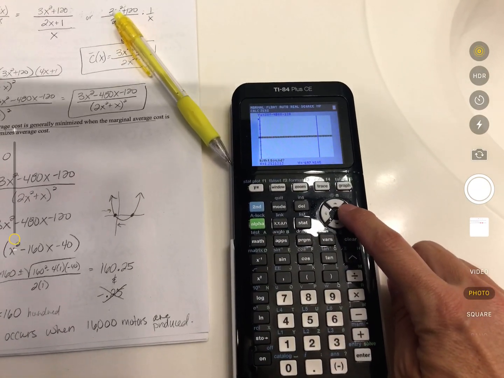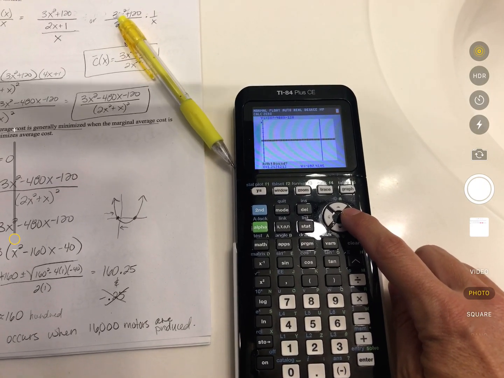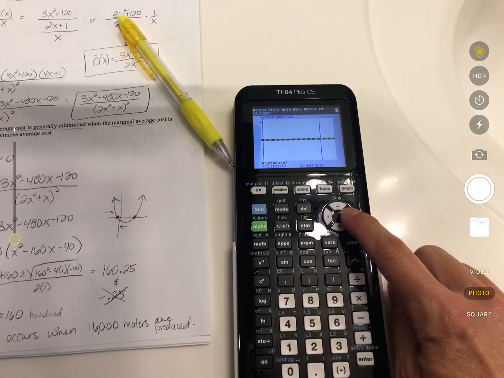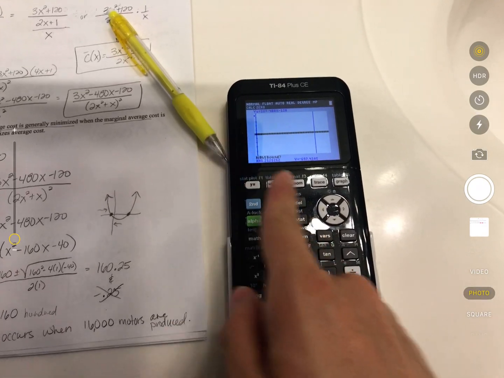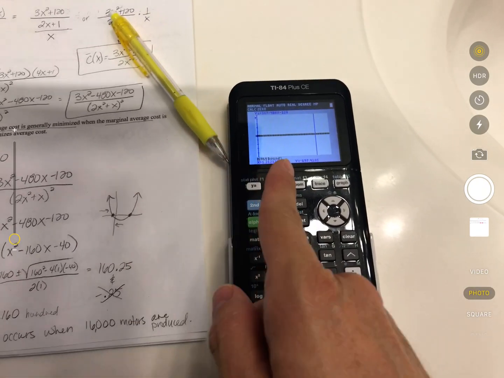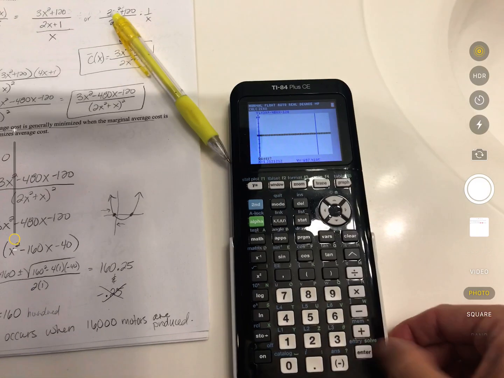So I'm going to move my cursor until it goes below the x-axis. Do you notice that my y turned to negative all of a sudden? So I just jumped from up here to below here. I was left bound, and now I'm right bound, right of it. And I'm going to push enter.